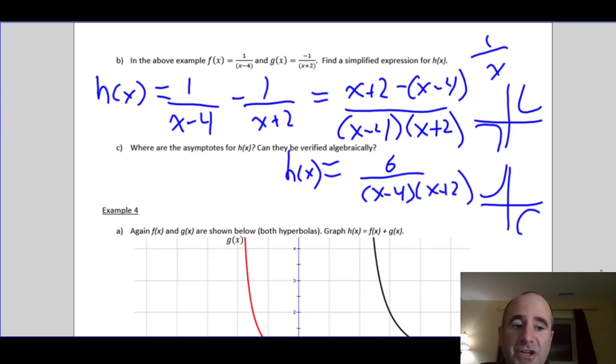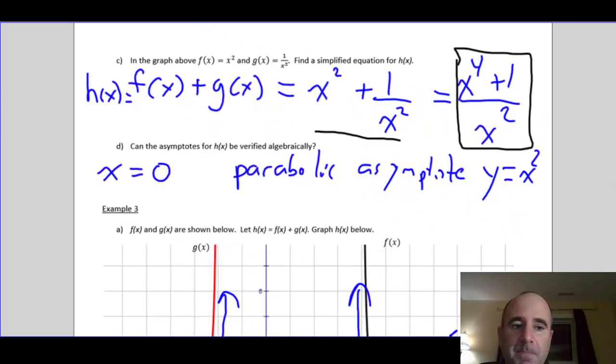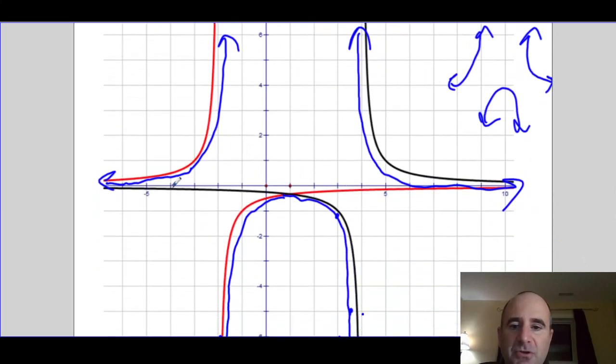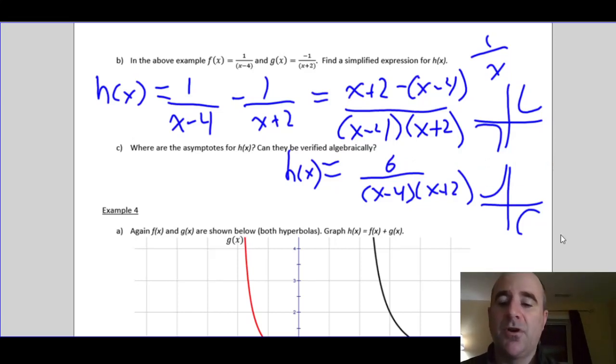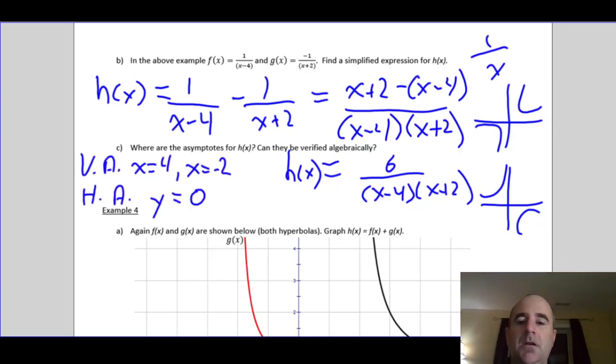Now, there's also a horizontal asymptote at y equals 0. You can see that if you look at the blue graph right here and right here. And you can see it algebraically too. Remember, the degree of the denominator is greater than the degree of the numerator, and so you end up getting a graph that approaches 0. So y equals 0 for a horizontal asymptote, and your two vertical asymptotes at x equals 4 and x equals -2 is what we end up with. So 3 asymptotes. Okay, next example.